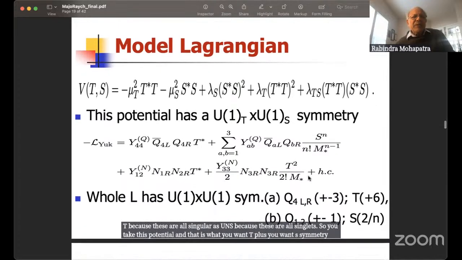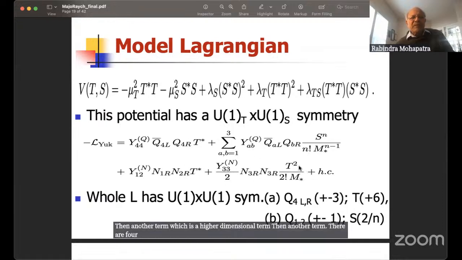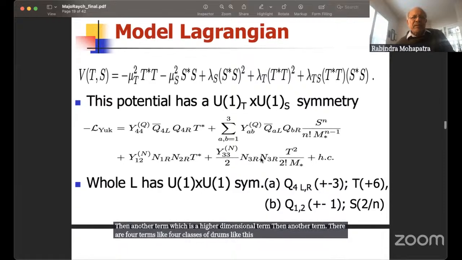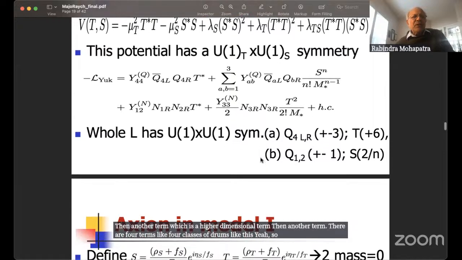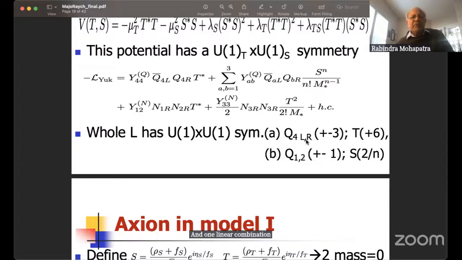Now you look at the Yukawa term, then you can see that there is one term over here, then another term which is a higher dimensional term, then another term and another. There are 4 terms, like 4 classes of terms like this. So you can now see that the whole Lagrangian has got a U(1) global cross U(1) global symmetry, which are accidental, and one linear combination of these becomes the Peccei-Quinn symmetry.